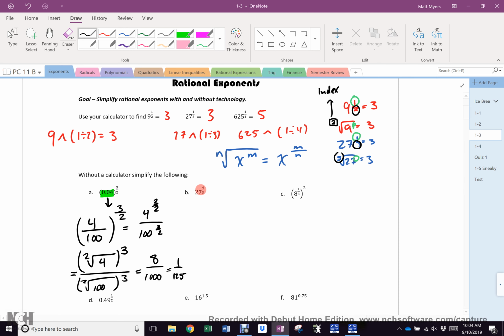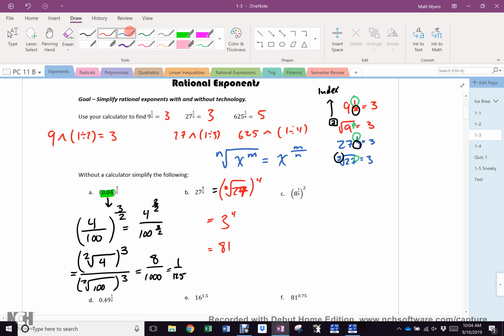So let's go. What's going to happen here? That is going to become what? Cubed root of 27 to what power? 4. What is the cubed root of 27? 27, not 24. 27. 3 to the 4th power, which is what? 81. 3 times 3 is 9. 3 times 3 is 9. 9 times 9 is 81.